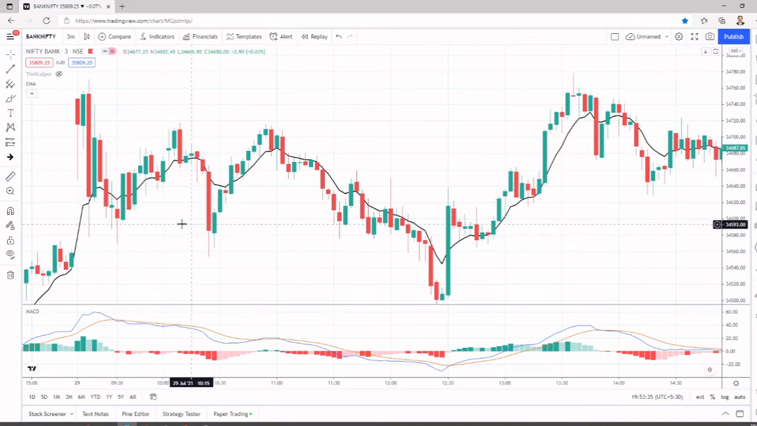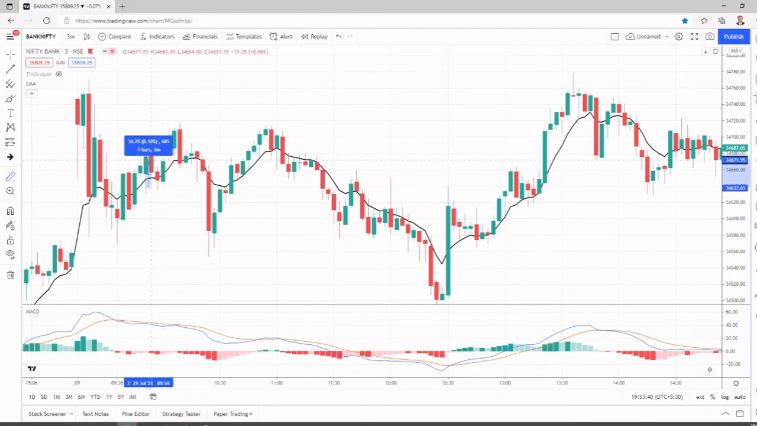That time itself, that time only we will buy. Now this candle, what is the size of this candle? Is it a big candle? No, it is not a big candle. So we can buy the high of this candle. So how much profit did we get here?